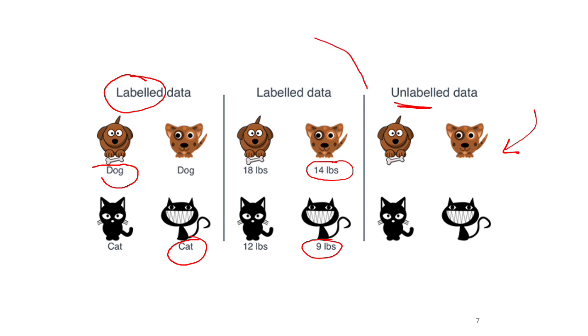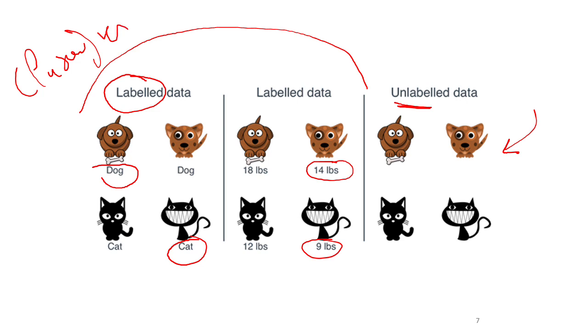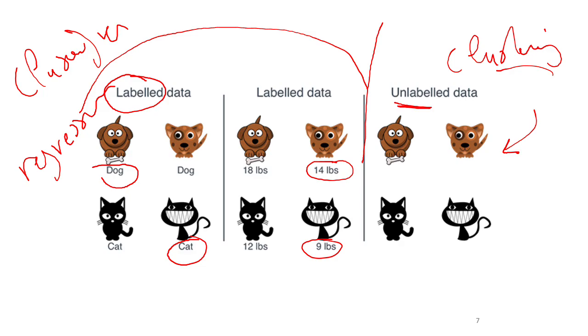So with labeled data, we can build classification models, right? We discussed classification as a type of machine learning technique. And then we can also build regressors, right? We can build regression models with labeled data. Whereas when we have unlabeled data, we can build clusters, right? We can apply clustering algorithms.